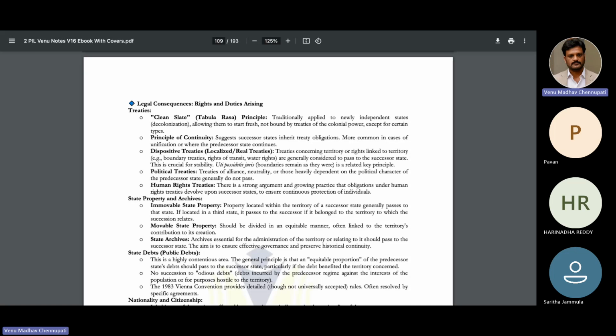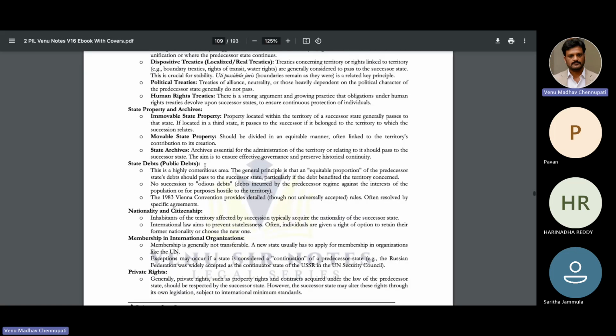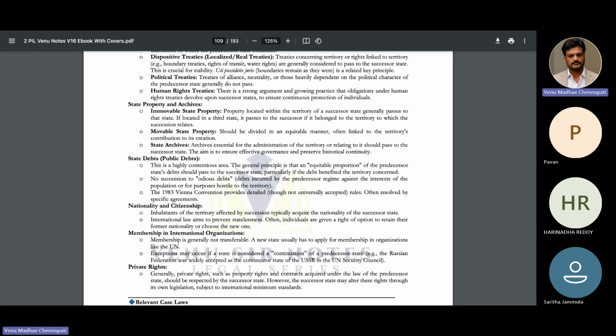And state property and archives. Immovable state property obviously cannot be moved. Property located within the territory generally passes to the new state. If located in a third state, it passes to the successor if it belongs to a territory to which the succession relates. Movable state property should be divided in an equitable manner, often linked to the territory's contribution to its creation. And state archives essential for administration of the territory should pass to the successor state.